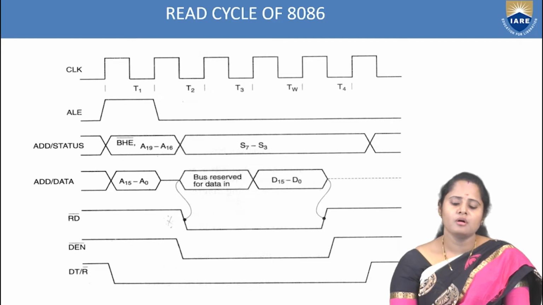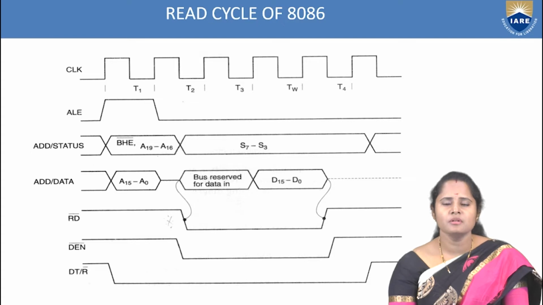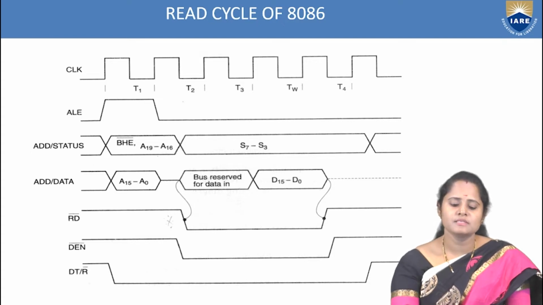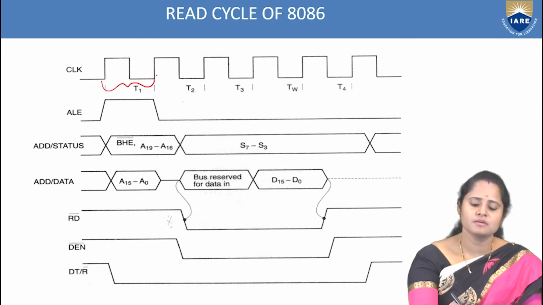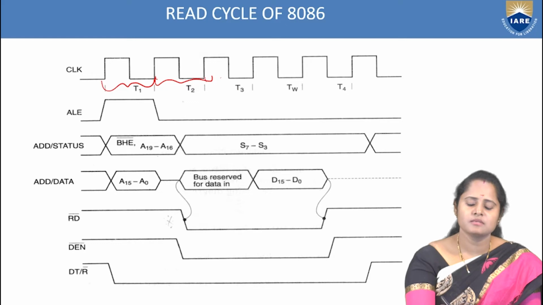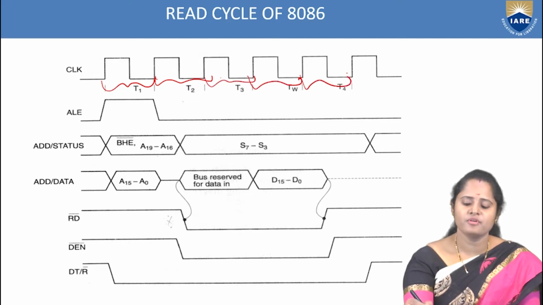We know that a single instruction, in order to execute, uses how many clock pulses? It is 4 clock pulses. This is the first clock pulse. This is the second clock pulse. This is the third clock pulse. This is 4. This is 5.